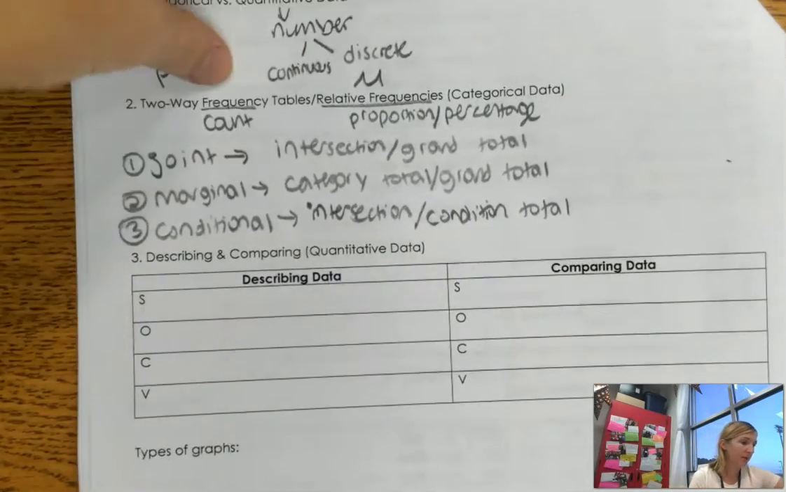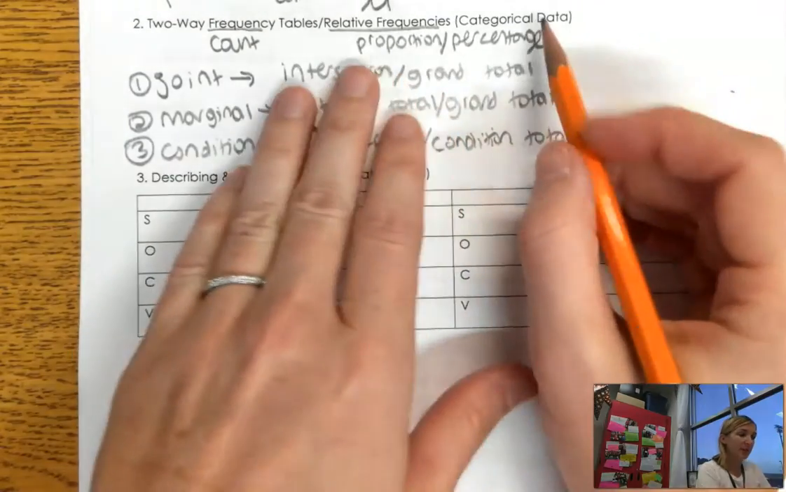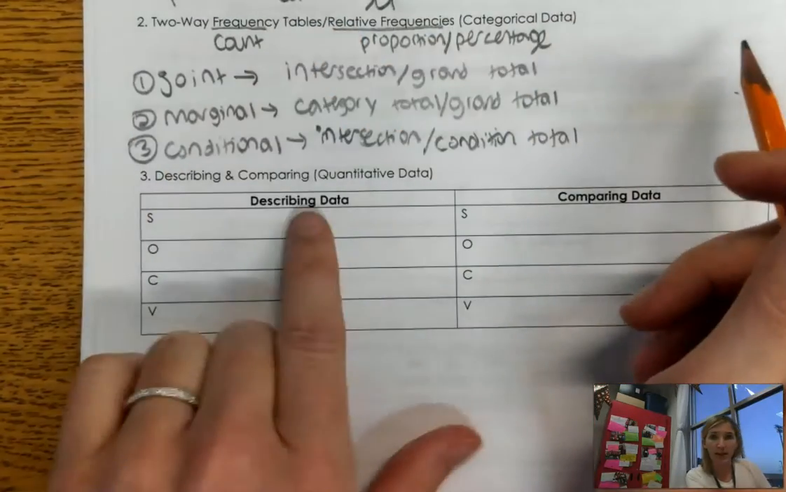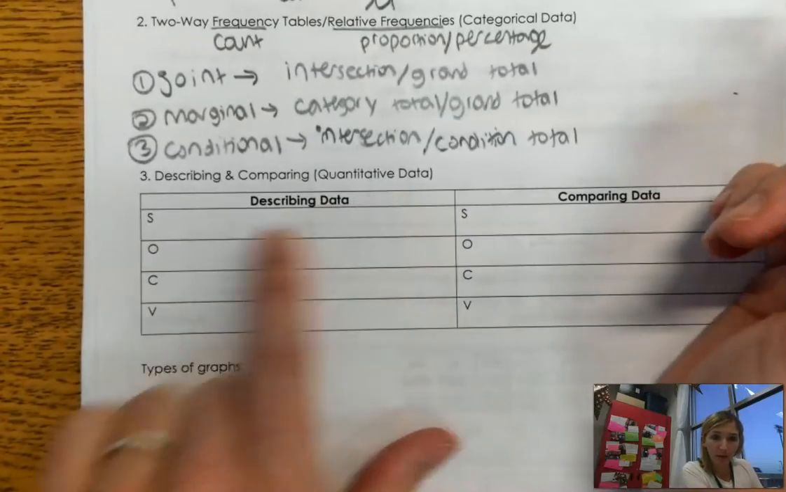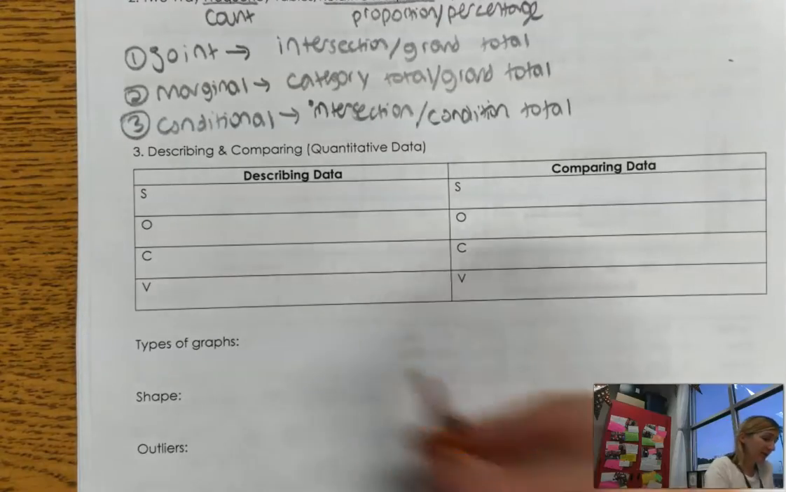All right, and then describing and comparing quantitative data. So remember, two-way frequency tables and relative frequencies is categorical data. Describing and comparing all these distributions is quantitative data. All right, so describing versus comparing, they stand for the same thing, right?